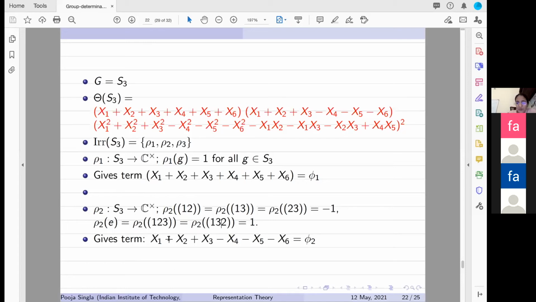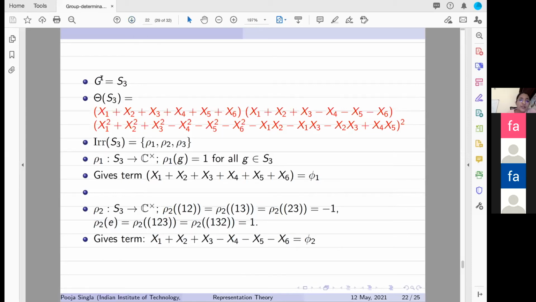So this is x1 plus x2 plus x3 because of the 1 for all three elements, and the -1 comes because of this. This is my other linear factor, which is here. So this is x1 plus x2 plus x3 minus x4 minus x5 minus x6. That's because of this.